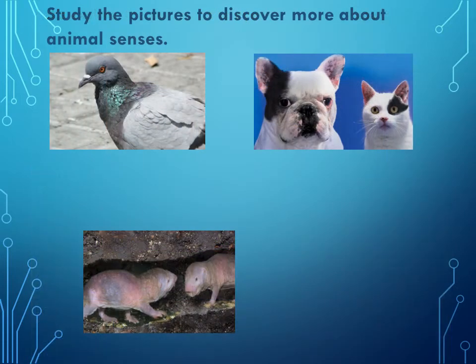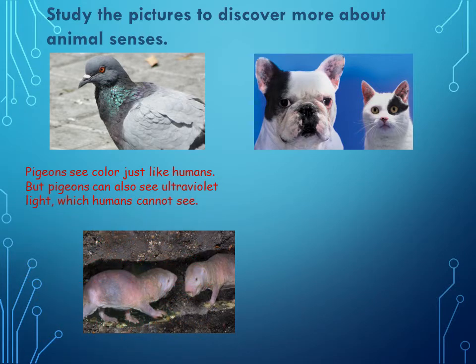In this part, grade 4, you will find out more about animal senses, but let me tell you that not all animals see with their eyes. Other animals may have senses that are more sensitive than human senses or that are stronger than their sense of sight. And these senses may help them survive. So let's start with the pigeons. Pigeons see color just like humans, but pigeons can also see ultraviolet light, which humans cannot see. By the way, ultraviolet light is a type of electromagnetic radiation that is invisible to the human eye.